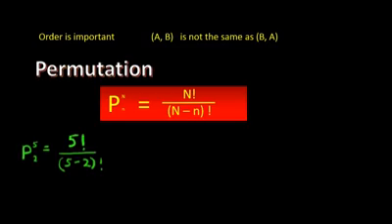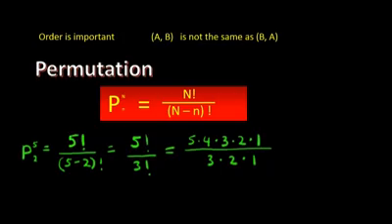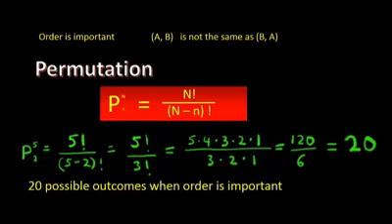Well, we put 5 factorial in the numerator because that's big N, right? And divided by (big N minus little n), so 5 minus 2 is 3. So that is 5 factorial over 3 factorial. And we get 5 times 4 times 3 times 2 times 1, which is 120, over 3 times 2 times 1, which is 6. And 120 divided by 6 is 20. So we have 20 possible outcomes when we care about the order. Since A then B is not the same as B then A, the possibilities increase. There are 2 possibilities for every 1 possibility in the other example.